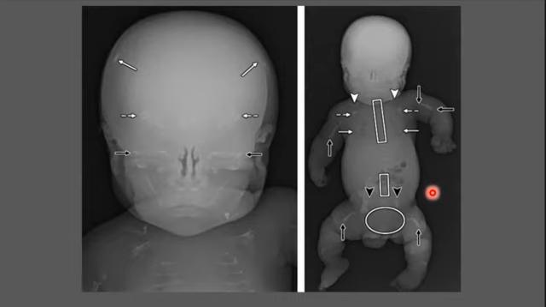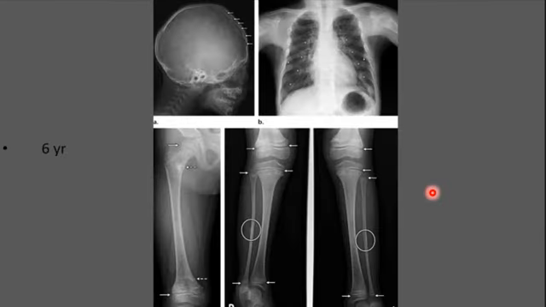Of course, antenatal ultrasound also shows discrepancy. This is again a case of hypophosphatasia. This is called copper-beaten appearance of the skull. Also, there's widening of the anterior ends of the ribs, just like rickets, and of course, osteopenia and widened growth plates could be seen.